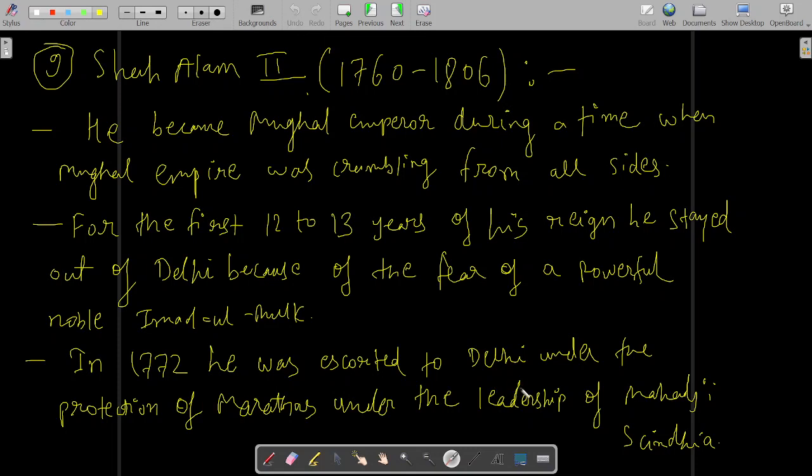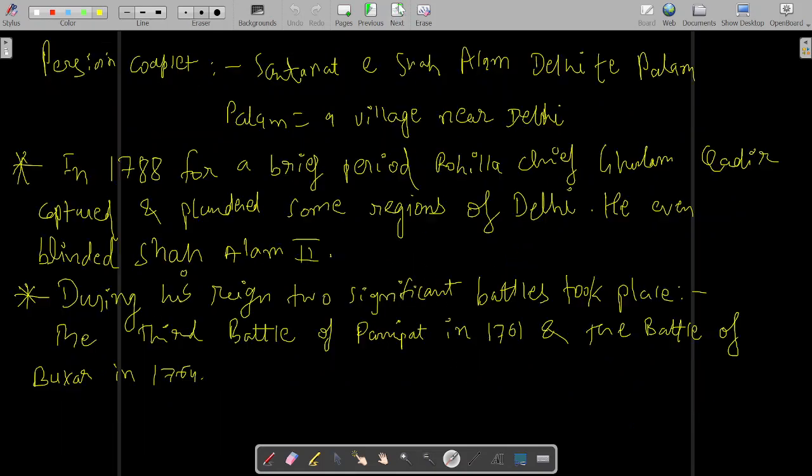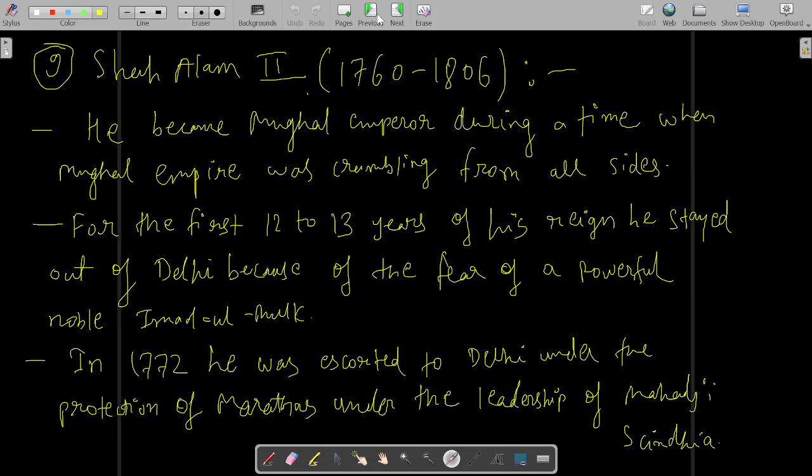Mahadji Sindhya, because Marathas were the strongest force in North India at that time, during the reign of Shah Alam II. That's why Shah Alam II was escorted to Delhi under the protection of Mahadji Sindhya in 1772. Now, during the reign of Shah Alam II, there was a famous Persian couplet.